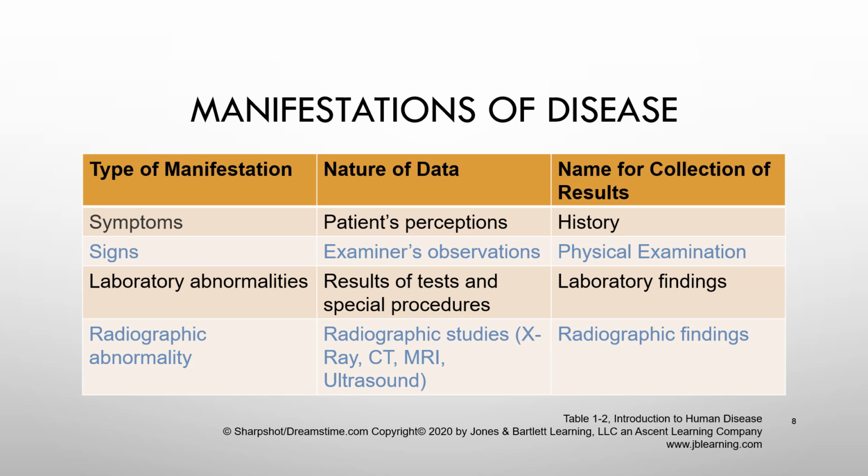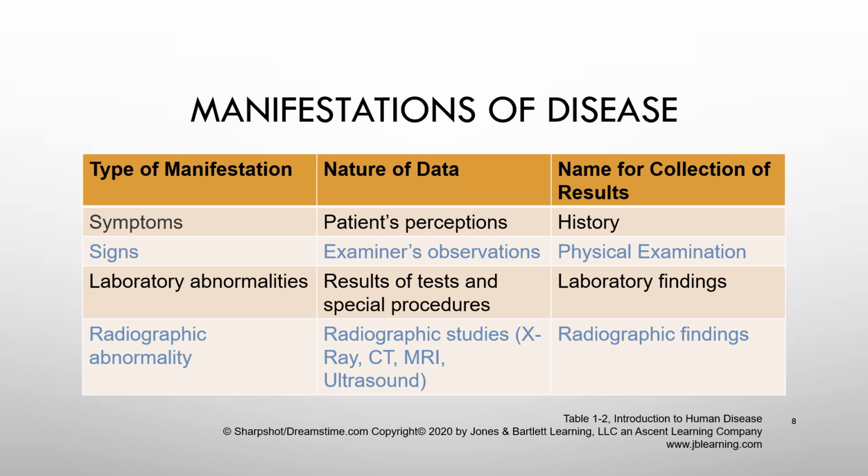Then we have laboratory abnormalities, which is where pathology really starts to flex. These are results of tests and special procedures: blood counts, enzyme levels, cultures, immunoassays, molecular results. These are collected as laboratory findings, and while they look objective and clean on paper, they still depend on proper specimen collection, handling, and processing, which is where histotechnologists quietly save the day.